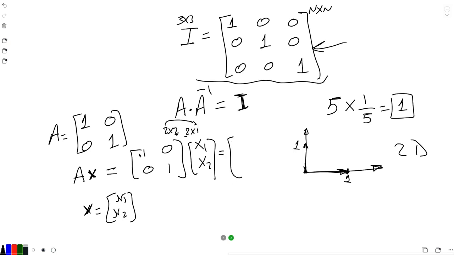The result will be 1 times x1 is x1 plus 0 times x2 is 0, so the first element is x1. For the second element, it is 0 times x1 is 0 plus 1 times x2 is x2. So in general, when you multiply the identity matrix by any vector, the result will be the same vector. For example, if we have x1 and x2, let's say x1 is 2 and x2 is 3. Now this is the vector, it is 2, and here it is 3.